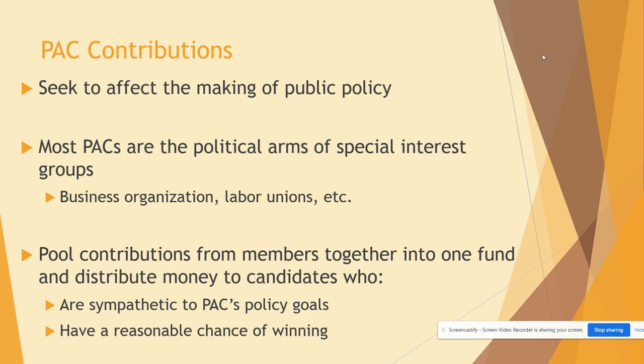So for example, the NRA, the National Rifle Association, they spend money on candidates who are going to support laws for gun rights. Educational groups, they're going to spend money on candidates who campaign on education issues. Okay, animal rights groups, they're going to spend money on candidates who are running with animal rights ideas.